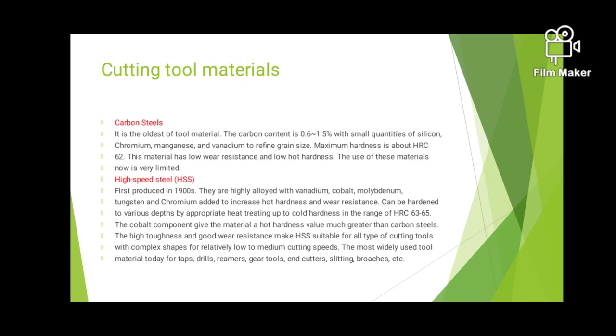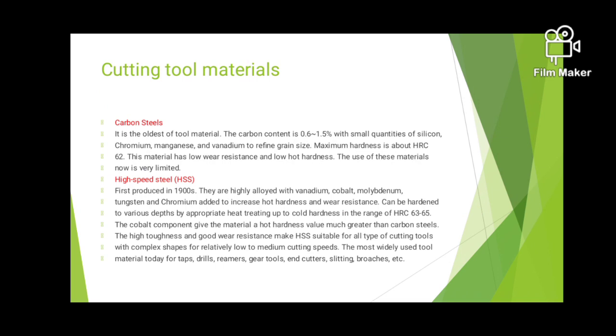High speed steel, HSS, was produced in the 1900s. They are highly alloyed, with vanadium, cobalt, molybdenum, tungsten, and chromium added to increase hot hardness and wear resistance.